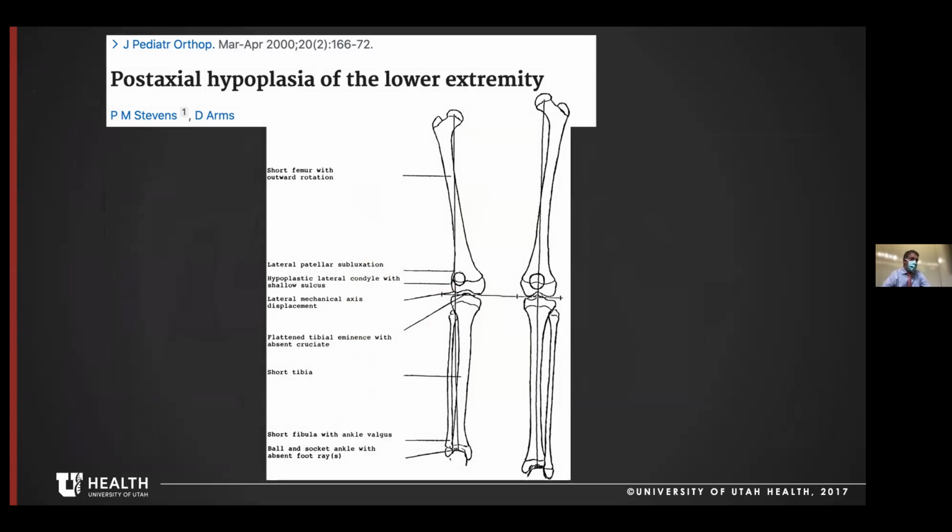Our own Dr. Stevens described this as postaxial hypoplasia and reported the spectrum of abnormalities on this postaxial side of the limb. This includes a short femur with excess external rotation, a hypoplastic lateral femoral condyle with associated valgus and lateral patella subluxation, absence of the cruciate ligaments with a flattened tibial eminence, a short tibia, short or absent fibula, ball and socket ankle with valgus, subtalar coalitions, and absent lateral rays of the foot.